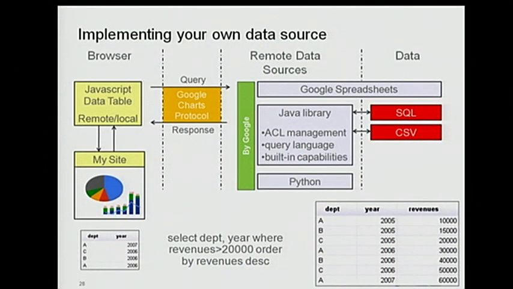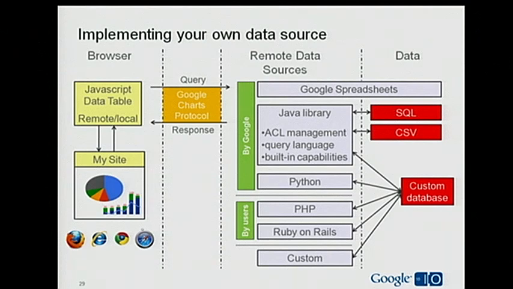Let's say we have some spreadsheet data as seen below here. And we want a query that selects the department and year, but only where the revenues are above 20,000, and we want to order it by the revenue in descending order. So this query is sent from the browser to the remote data source, to the Google spreadsheet, and we take only the subset of the data and send the response back to the browser. If this were a SQL database, we could either apply the query in the Java library or use the SQL native capabilities in order to make it more efficient.